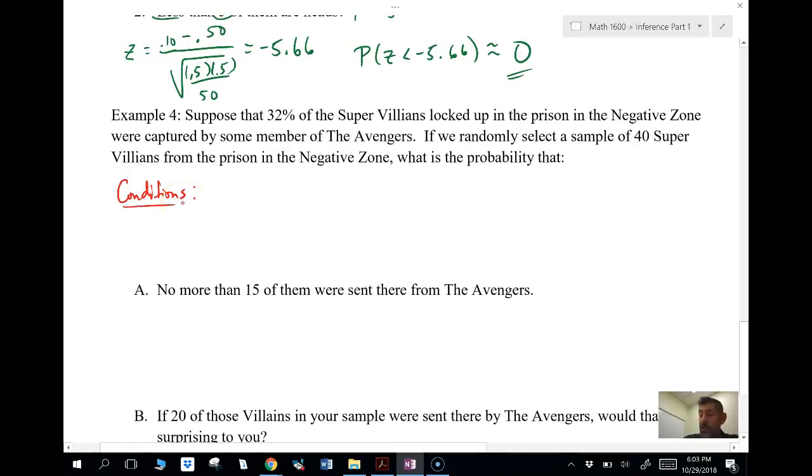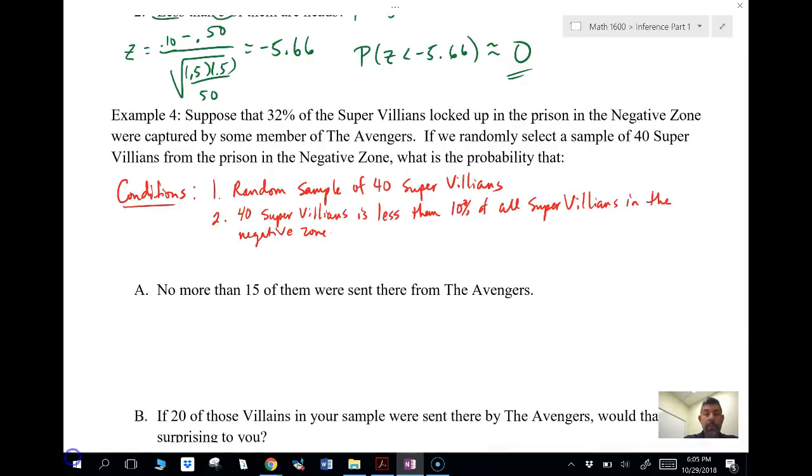All right, so we're going to write out our conditions. Our first condition is that we have a random sample. And then our second condition is that we have independence, or less than 10%. Now, I don't know if all these supervillains are actually independent of one another. They could have been captured together with the Avengers, so I'm going to have to use the 10% condition in this case. So we'll say that 40 supervillains is less than 10% of all the supervillains in the negative zone. Third condition is my large enough condition, sample size large enough, so n is going to be 40 and p is 0.32.